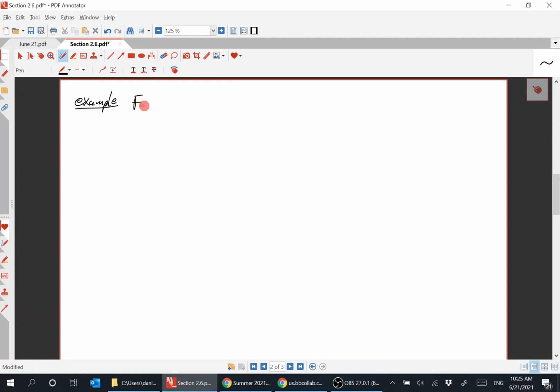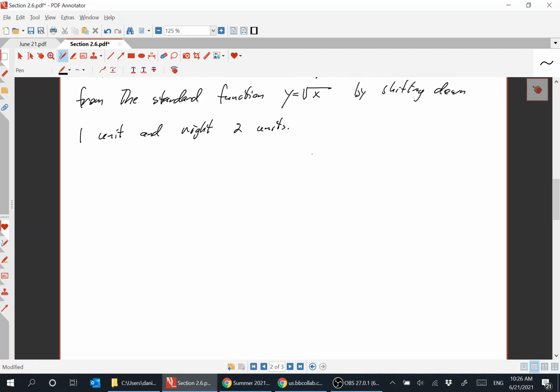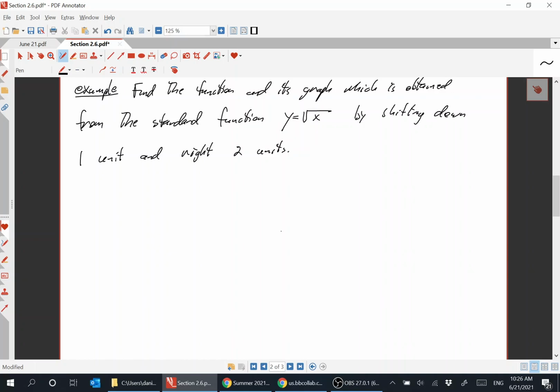Okay, find the function and its graph, which is obtained from the standard parabola. Let's not do the parabola, the standard function, y equals square root x, by shifting down 1 unit and right 2 units. So I'm going to take the function y equals square root x, shift it down, and then to the right by 2 units.